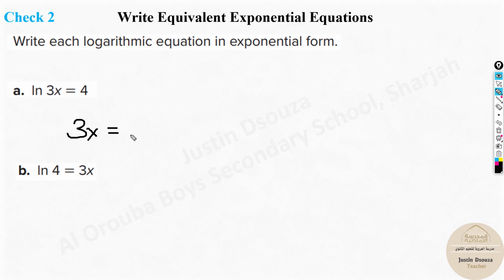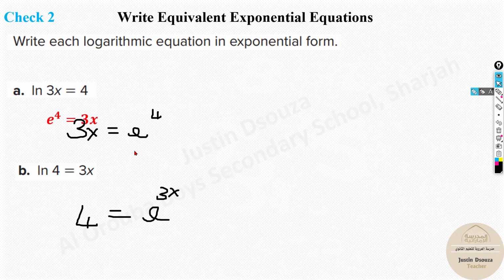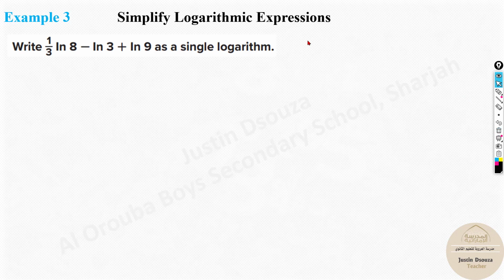It'll be 3x equals e to the power 4, and we get over here 4 equals e to the power 3x. These are the answers. Please try more problems by yourselves. Now you can write this first or second, it doesn't matter. These are the answers. Now then, we will use the properties. The properties of logarithm also were done in the previous lesson, so please watch that video as well if you're getting confused over here.